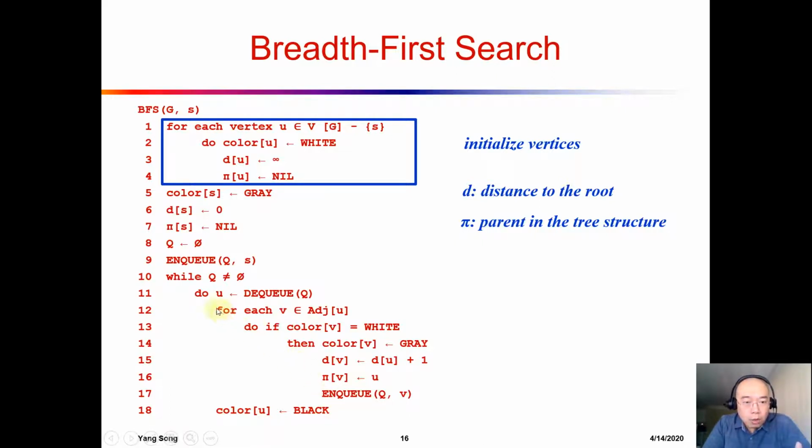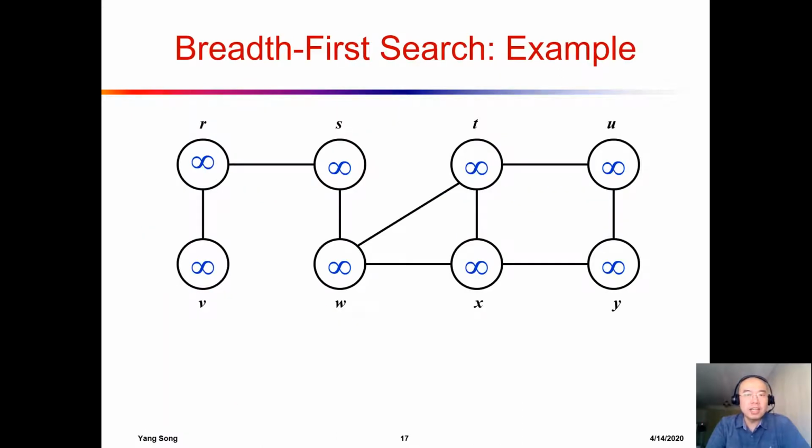Okay, and how do we explore the adjacent nodes? So for each of the adjacent nodes, if the color of the adjacent node is white, then we want to color that gray. And then for the new node v, the distance to the root will be d of u plus 1, and then u will be v's parent, and then we also put that v into the queue. Okay, so the code itself is dry enough, and probably you didn't enjoy it too much. And let's see an example.